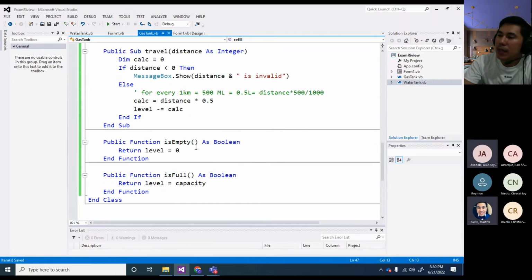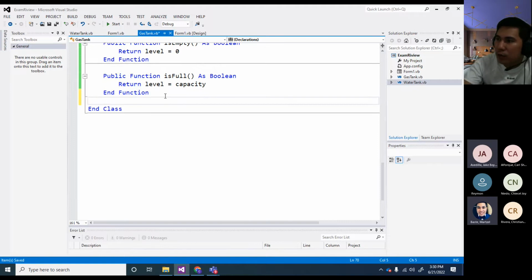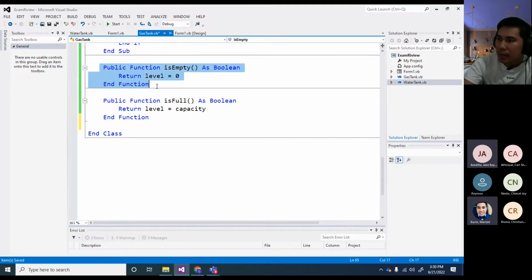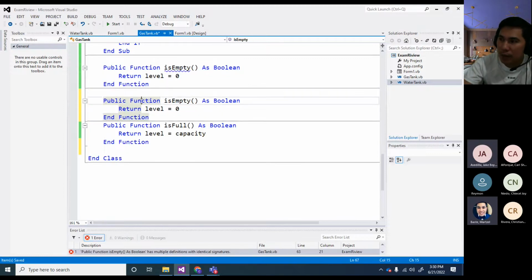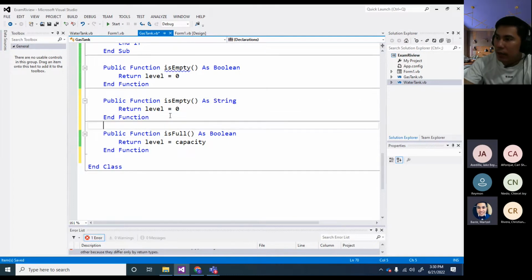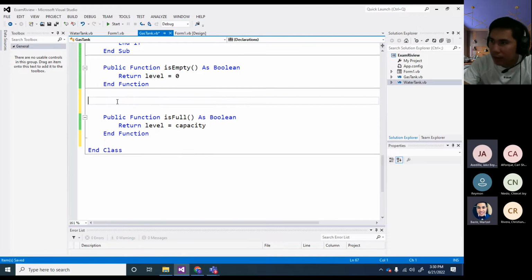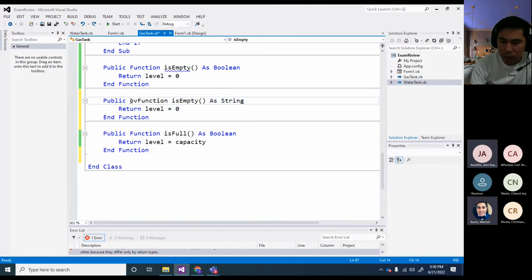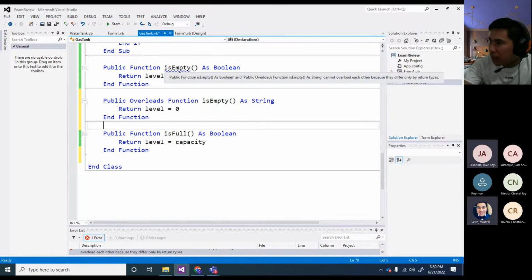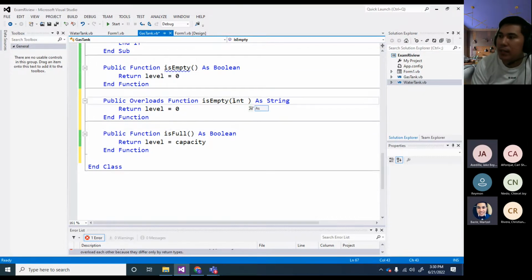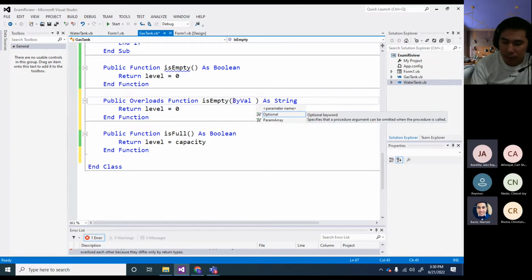So let's go back here. Let's say I overload this one, which is empty. I will overload it. So public function is empty as string. So let's say, never mind. Okay, I cannot make, wait, try. Try where. Overload. So same name. And then I have here, let's say, by val.